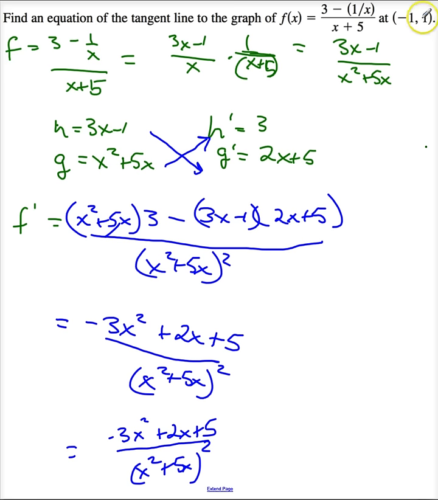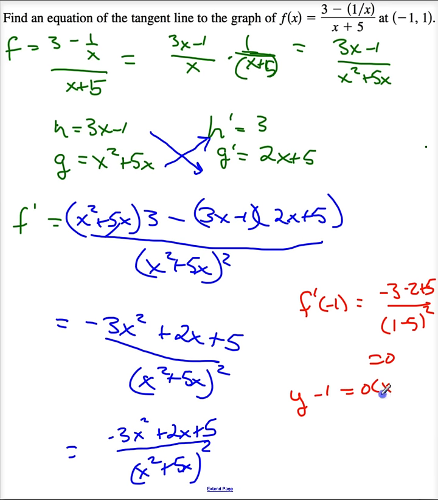But I'm not done. What is f prime at negative 1? Well, f prime of negative 1 is negative 3 minus 2 plus 5 divided by 1 minus 5 squared. So I get, oh my goodness, this is 0. So the equation of the line has a 0 slope. All right, so y minus 1 is 0 times x plus 1, so the line is y equals 1.